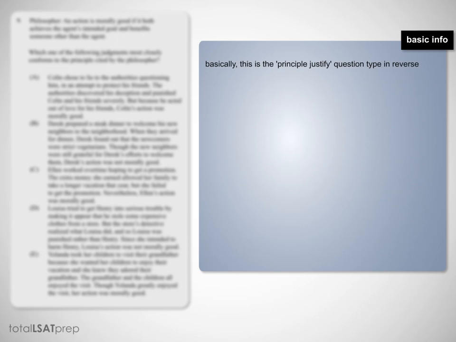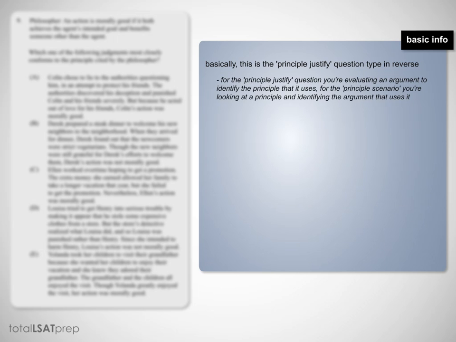So basically, this is the principal justify question type in reverse. For the principal justify question, you're evaluating an argument to identify the principle that it uses. For the principal scenario questions, you're looking at a principle and identifying the argument that uses it.